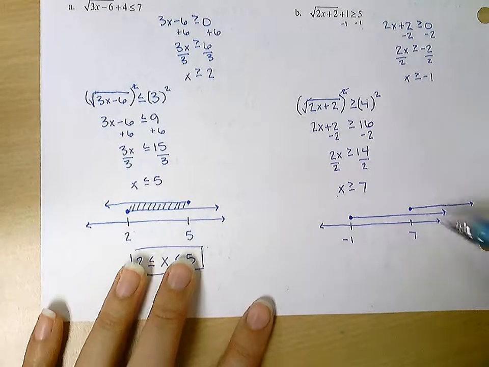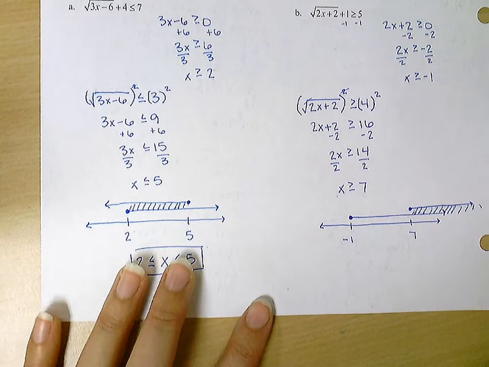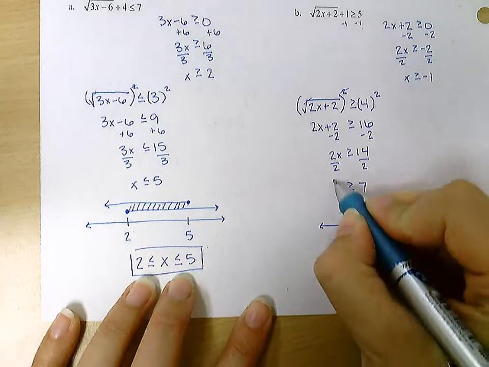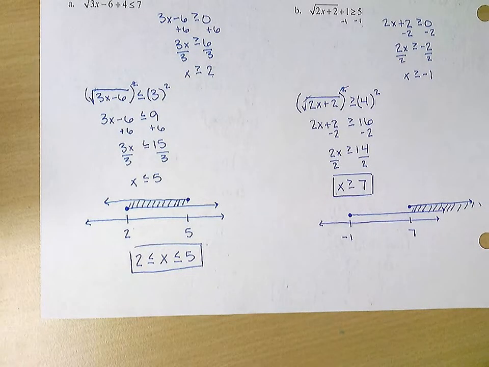So my overlap here is just right here, right? And it'll keep going on and on and on. So then my only answer would just be x is greater than or equal to 7. So that's why we check using that number line.